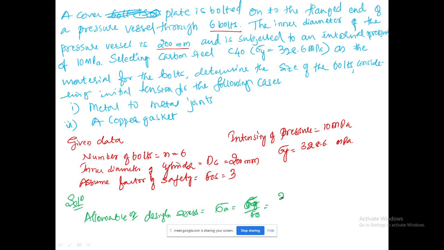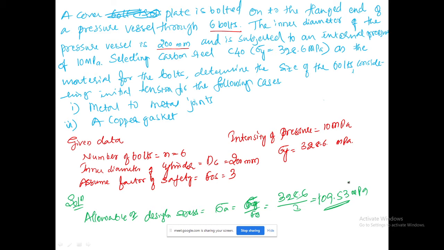Sigma y is 328.6 divided by 3. Now someone give the answer. 109.53 megapascal. Now this is the allowable stress. Let us go for 109.53 megapascal.